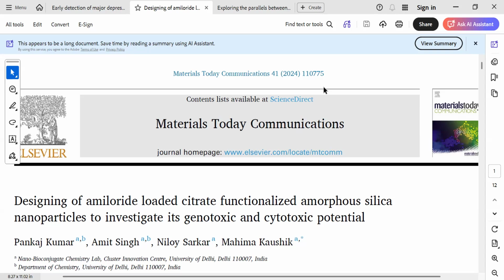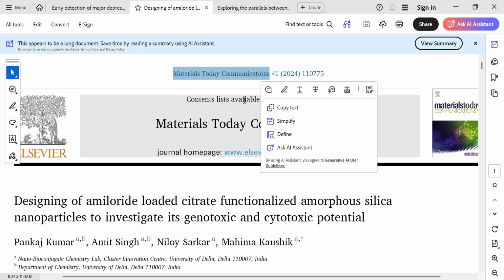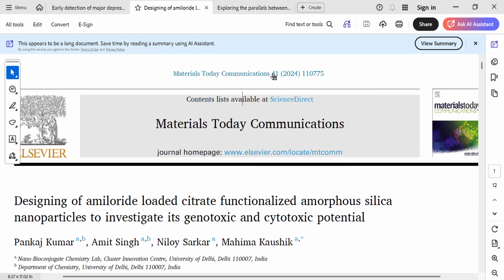These are two different, very important forms of research publications. So what you see on your screen is a research article which was published in Materials Today Communications. This is the name of the journal. Then 41 is the volume number of the journal. 2024 is the year of publication, and 110775 is either the research article ID or the page numbers, depending upon the journal's format.